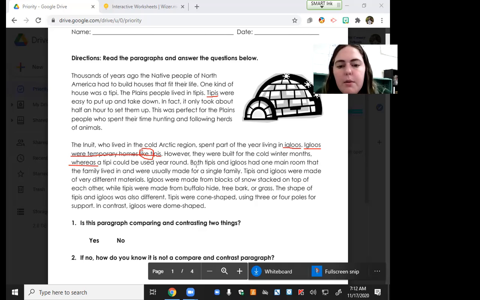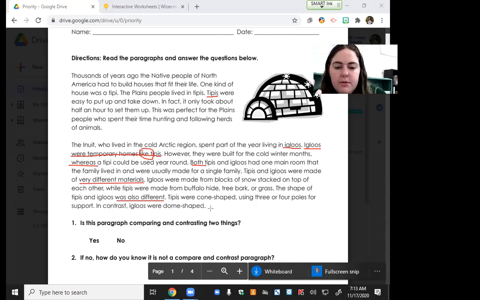Whereas both teepees and igloos had one main room. Teepees and igloos were made of very different materials. So that's a contrast. It's different. Igloos were made from blocks of snow stacked on top of each other, while teepees were made from buffalo hide, tree bark, or grass. The shape of teepees and igloos was also different. So also different.